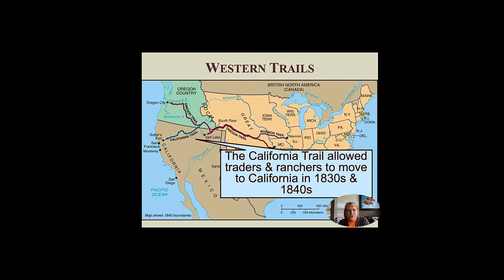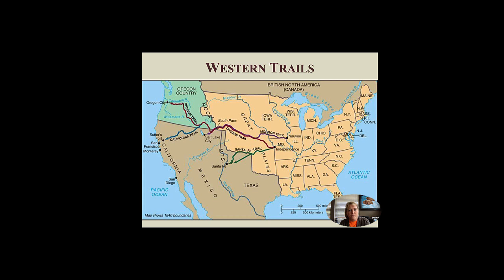The California Trail, that's the route we're going to take once gold is discovered in California in 1849. You're going to see a lot of traders and ranchers move in that direction as well. All of these trails, though, were mapped out by those early explorers that I shared with you earlier.